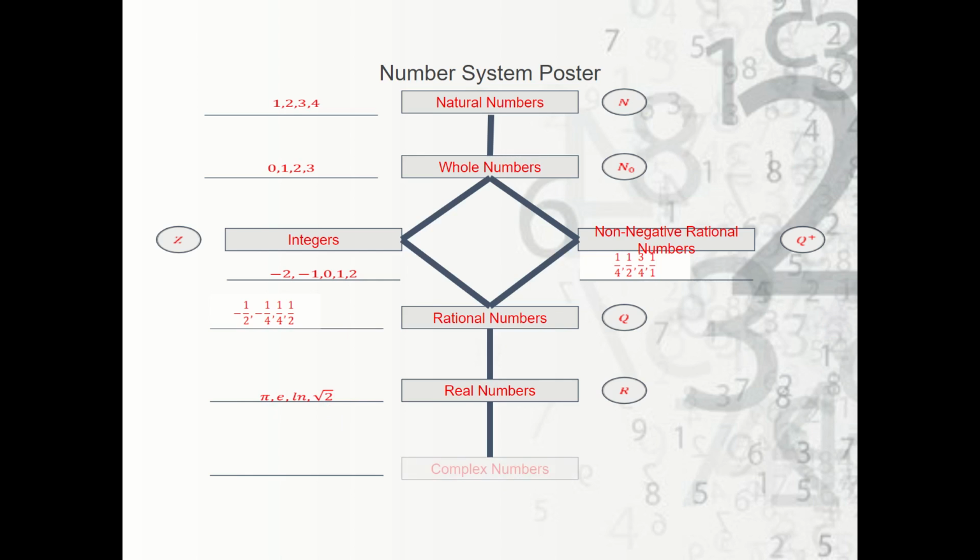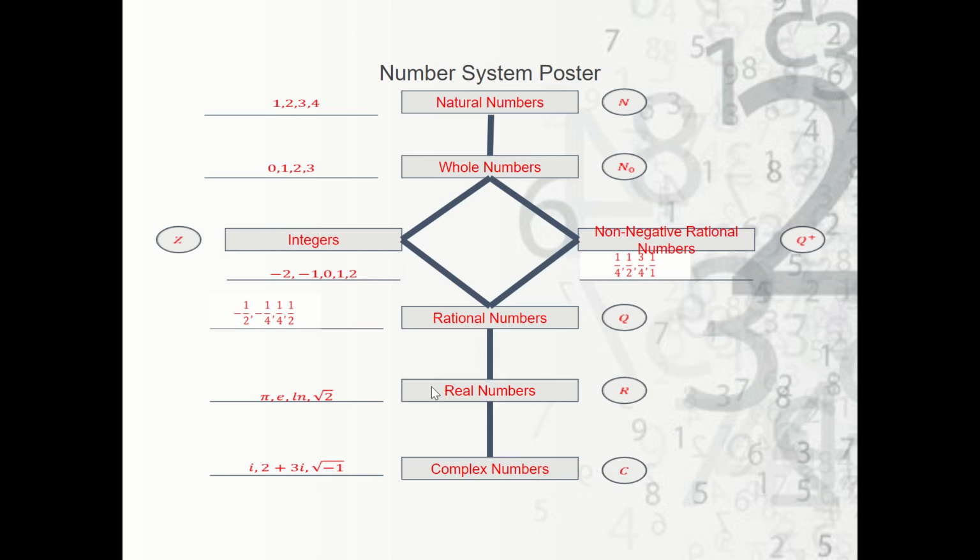After real numbers, we learned that there were complex numbers. These are the imaginary numbers. The symbol for that is C. And some examples of these would be like i, 2 plus 3i, and square root of negative 1. So all of these would be complex numbers. So this is the number system.